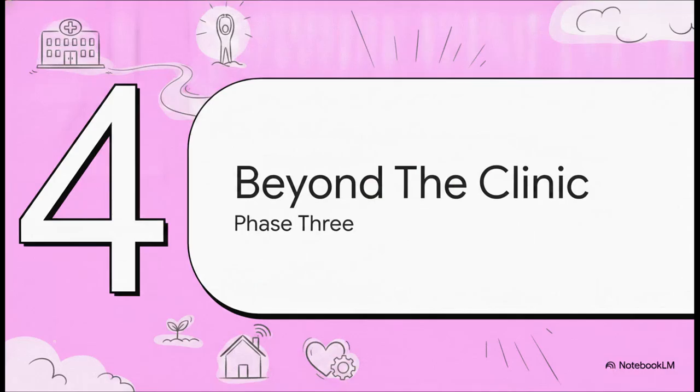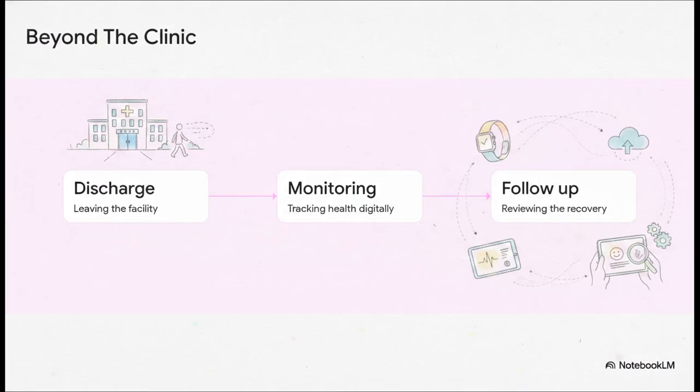That naturally transitions us to Section 4, Phase 3, beyond the clinic. This post-care transition is where digital health truly shines. You might literally leave the physical building at Step 1, discharge, but digitally, you never really leave the system. Discharge instantly triggers Step 2, monitoring. Think of smartwatches tracking your post-op heart rate or automated digital check-in surveys buzzing on your phone to gauge your pain levels. This continuous, almost invisible tracking culminates in Step 3, follow-up. This ensures the treatment actually worked, and it allows for rapid, real-time micro-adjustments if it didn't.